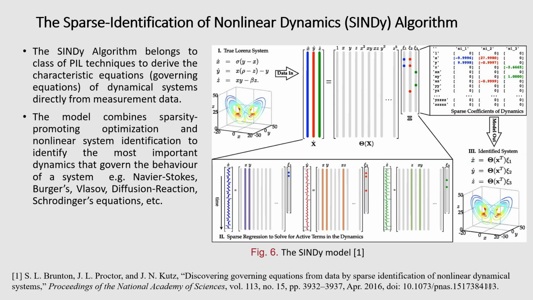There are many such machine learning techniques which are used to understand the behavior of dynamical systems, but the star performer is the SINDy algorithm. It stands for the sparse identification of nonlinear dynamics, and it can be used to derive the characteristic equations of dynamical systems directly from measurement data. This model combines sparsity promoting optimization and nonlinear system identification to identify the most important dynamics that govern the behavior of a system. So this is commonly adopted in fluid dynamics, for plasma dynamics, for chemical diffusion reaction systems, etc.